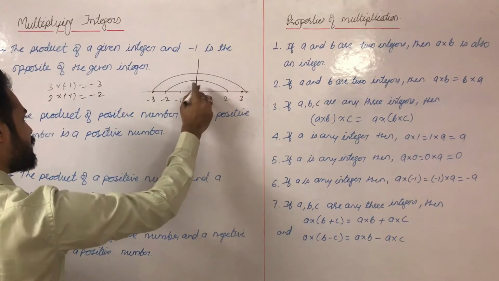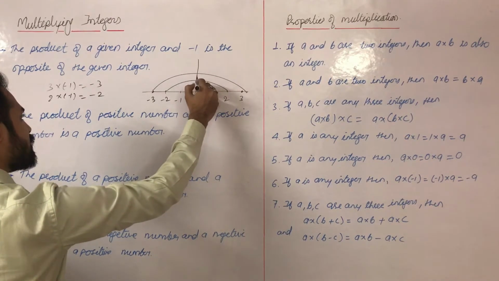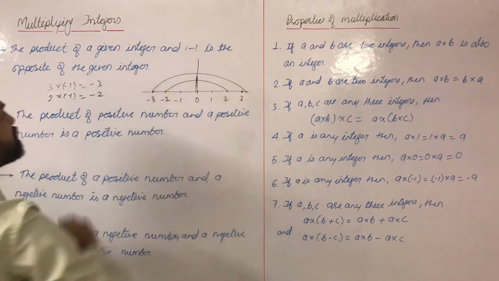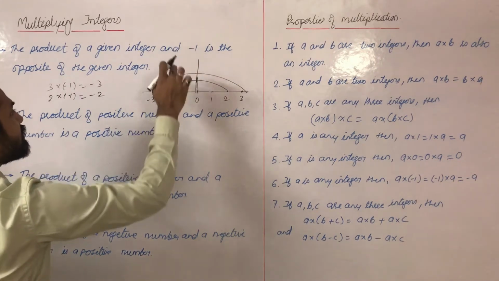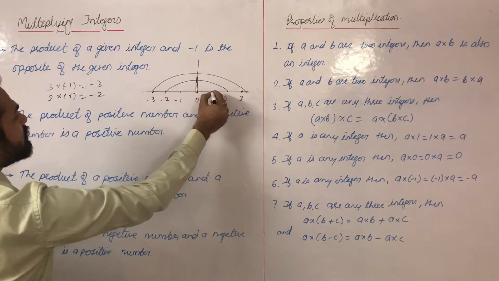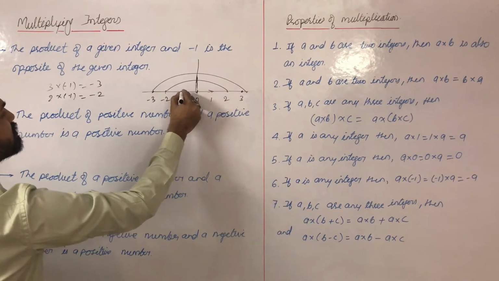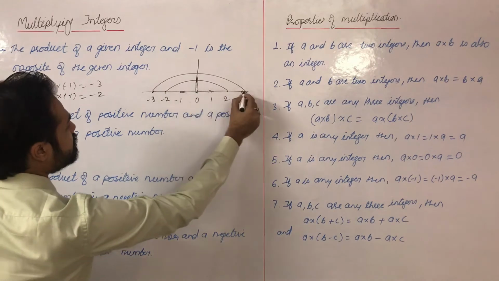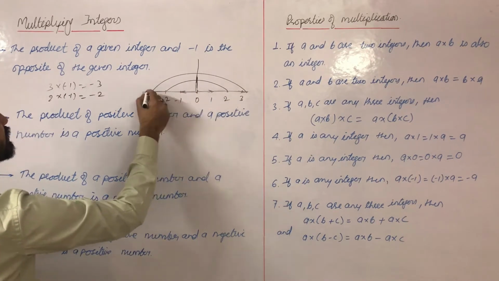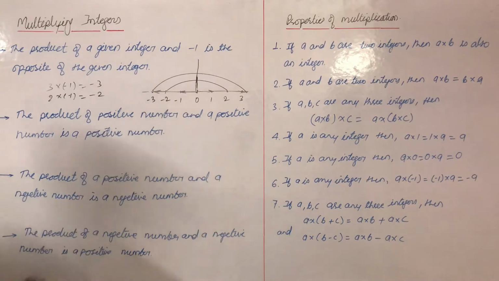Also we can say that by multiplying a number by minus 1 we can reverse the direction. So for plus 2, if this is the direction, for minus 2, this will be the direction. Similarly, for 3, this is the direction for plus 3 and this is the direction for minus 3. So for reversing the direction or for finding the opposite of a given integer, we can multiply that integer by minus 1.